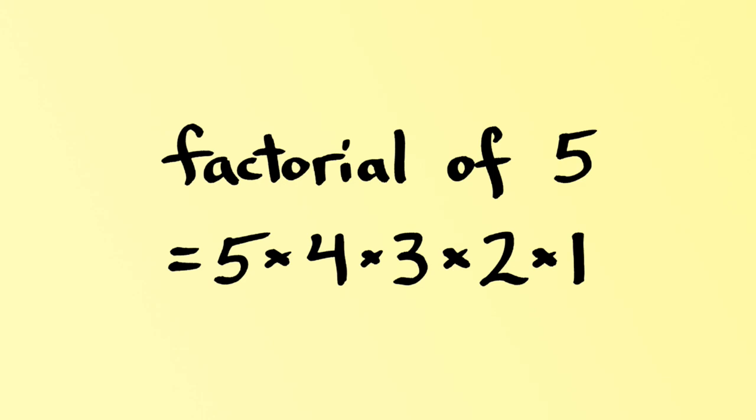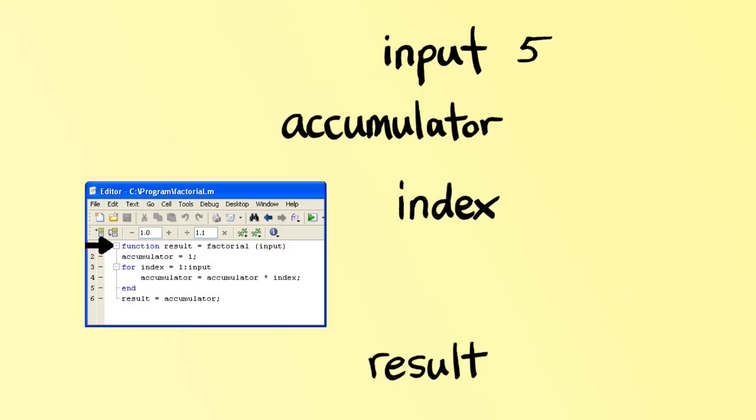In case you forgot, the factorial of a positive whole number is equal to the product of all the integers from 1 to that number. So the factorial of 5 is equal to 5 times 4 times 3 times 2 times 1. We ask for the factorial of 5. Input is 5. Next line makes the accumulator 1, then the for loop starts. Index will take all the values from 1 to 5 in sequence.